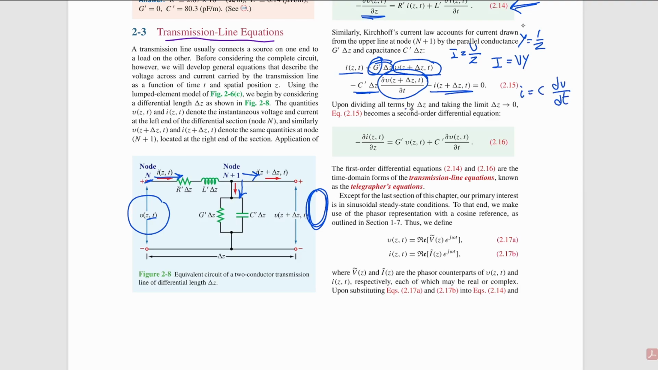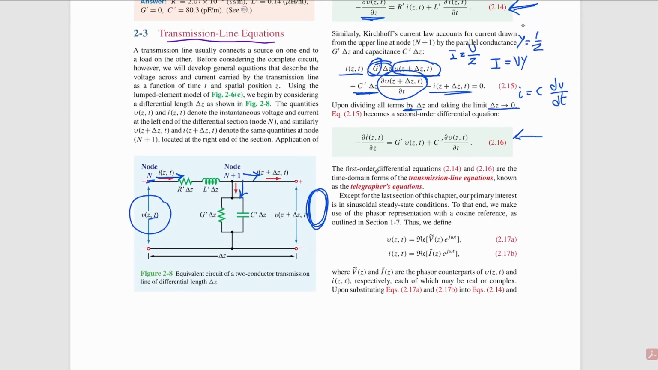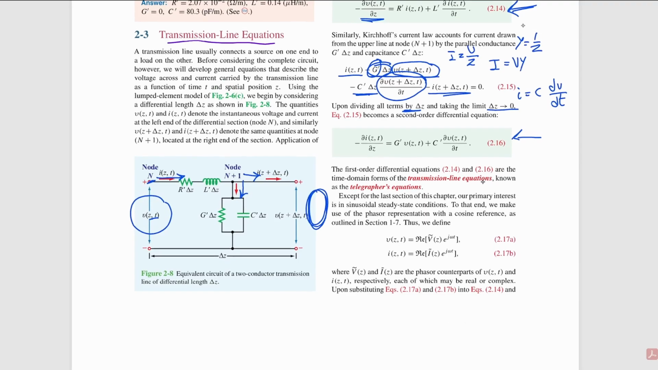Upon dividing all terms by delta z, the same thing we did previously, and taking the limit as delta z tends to 0, we also get a differential equation. The first order differential equations are the time domain forms of transmission line equations known as the Telegrapher's equations. So this is what we were talking about earlier, and we needed to reach them.